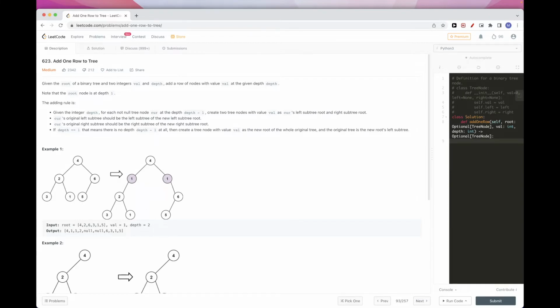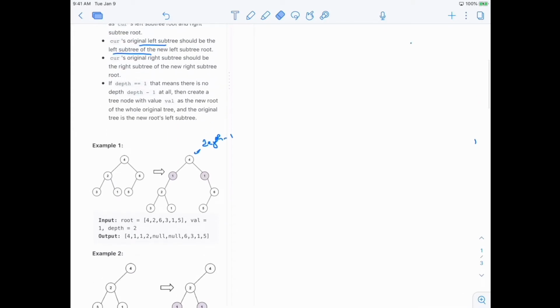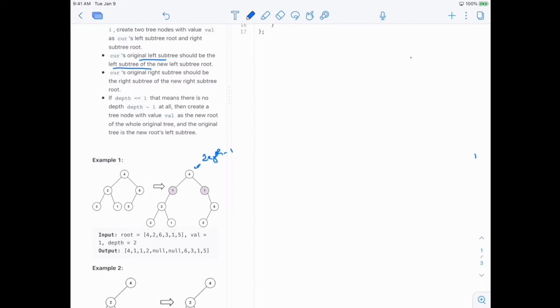So let's see how we do that. Okay, so let's see how we can solve this here. So what we want is to take the node at depth minus 1 and assign the left of it to be a node with the value, with its left being the previous left, and the right of it a node with the value, with its right being the original right subtree, right? So we can do DFS and just keep track of the current depth of each level, and once we reach depth minus 1, assign.